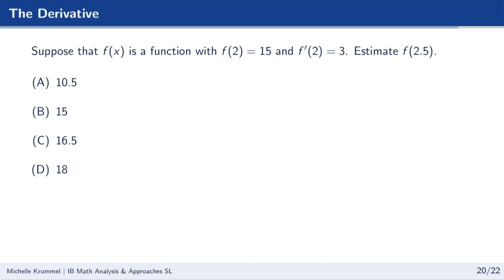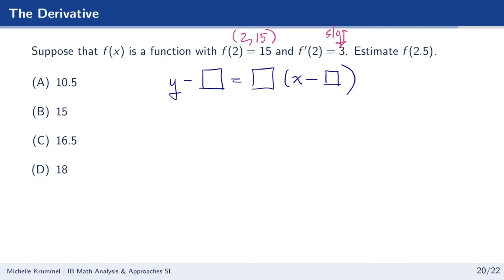Suppose f of x is a function where f of 2 equals 15 and f prime of 2 equals 3. Estimate f of 2.5. We're going to use a tangent line equation again. y minus f of 2 equals f prime of 2 times x minus 2, like that. So f of 2 equals 15 tells us that the point 2, 15 is on the graph. And then the slope at the point where x equals 2 is 3. So we fill in our point. There's the x-coordinate and the y-coordinate, and here's the slope at that point. At the point where x is 2 and y is 15, the slope is 3.